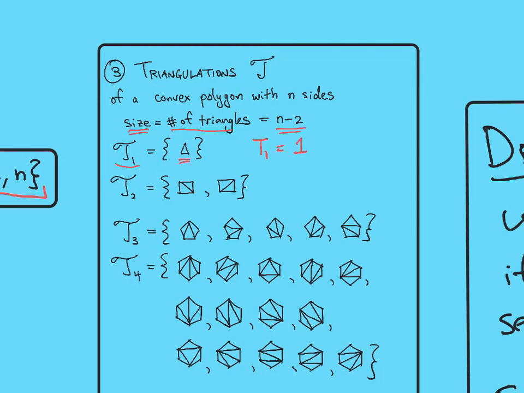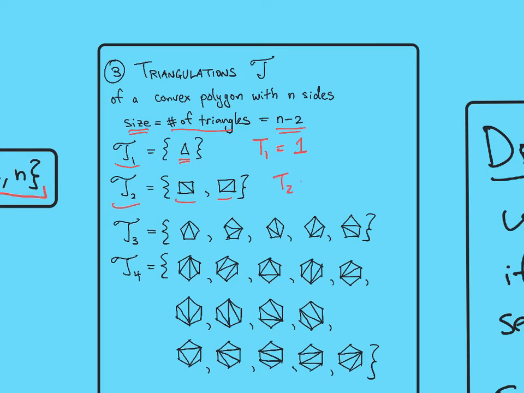And then next, I have triangulations of a convex polygon with 4 sides, which gives me the subclass T2. And this is just ways to triangulate a square. So we think of these polygons as sort of fixed on the plane, and then we're looking at all different ways to draw lines through them.